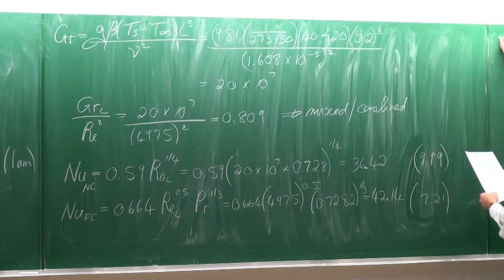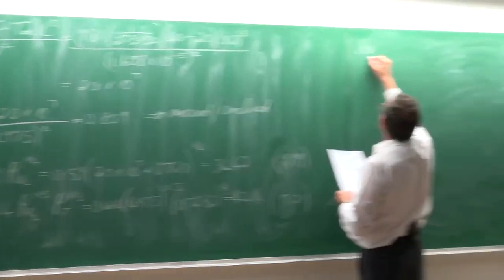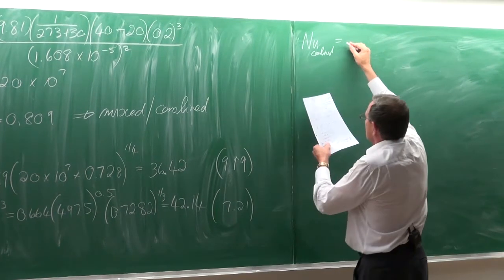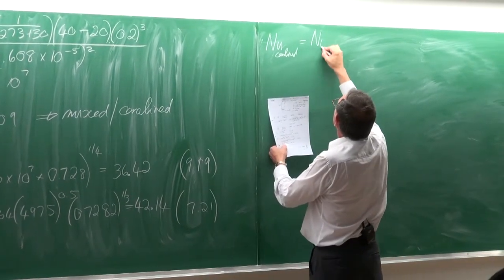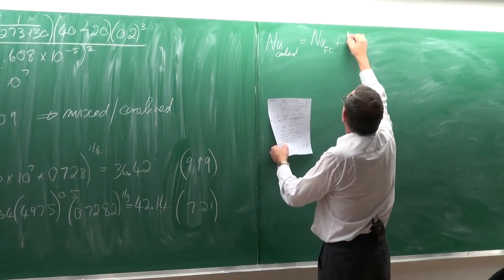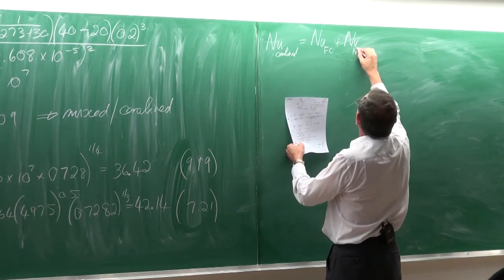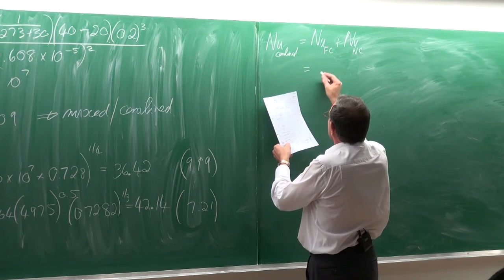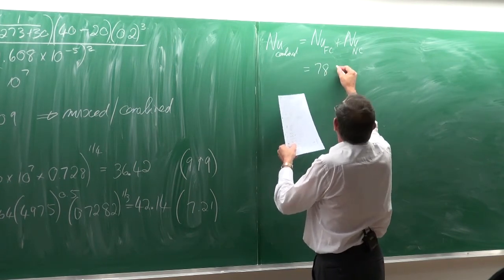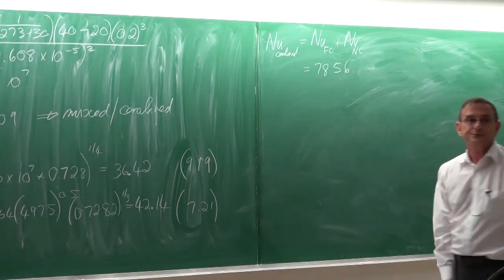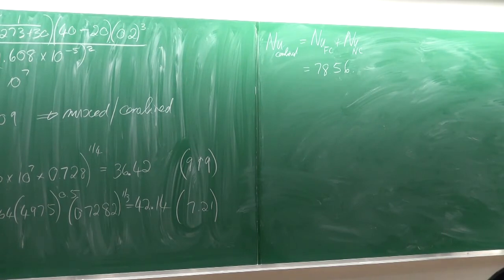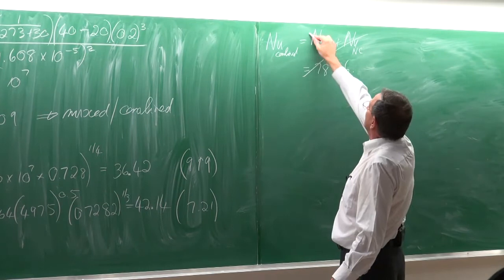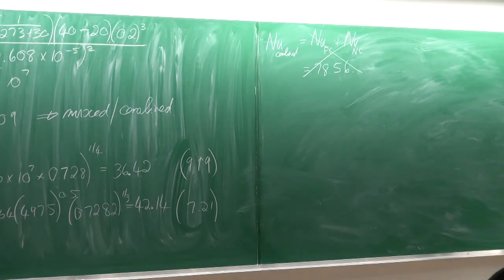So, the Nusselt number for combined heat transfer is then equal to the Nusselt number for forced convection plus the Nusselt number for natural convection, and that is equal to 78.56. Good. So this is exactly what you shouldn't do.